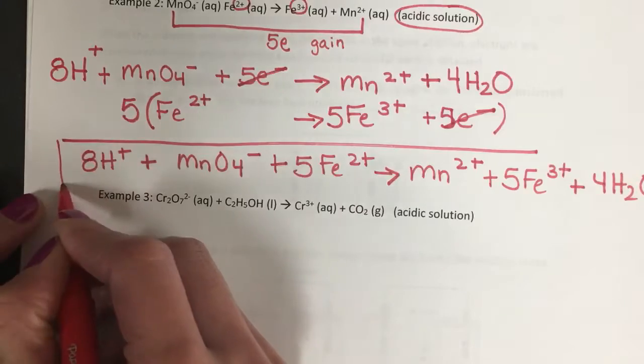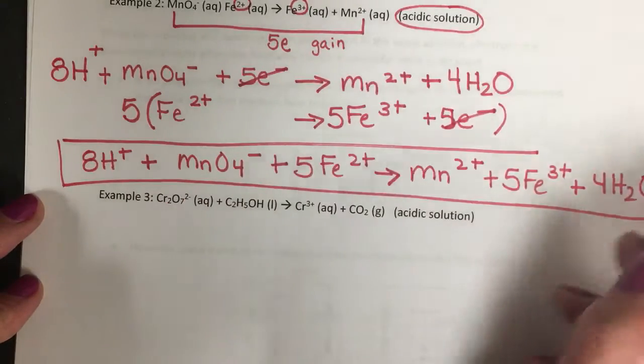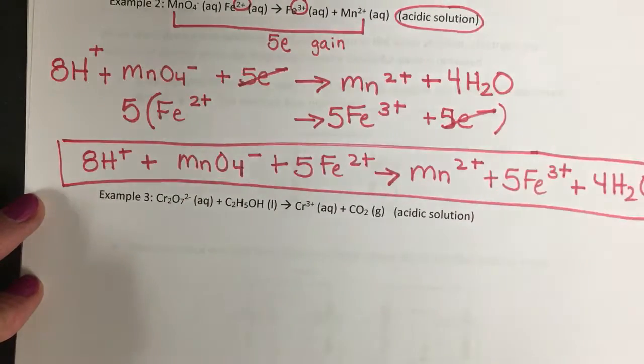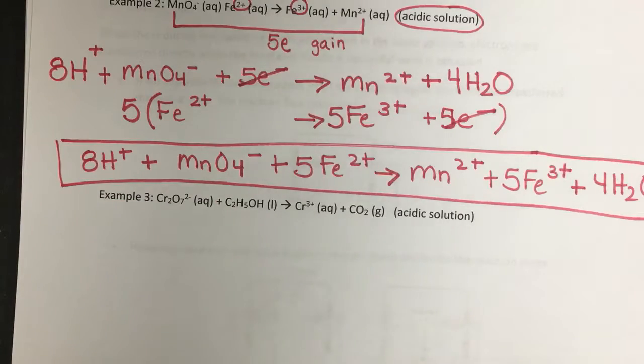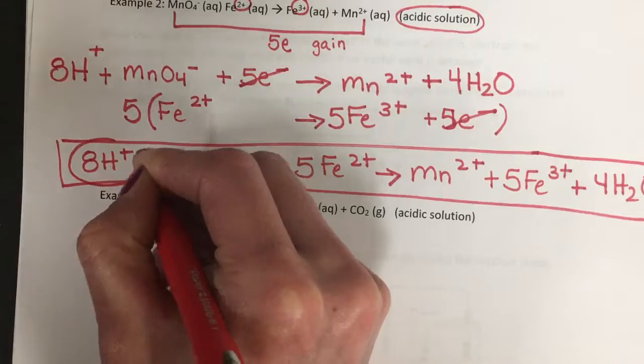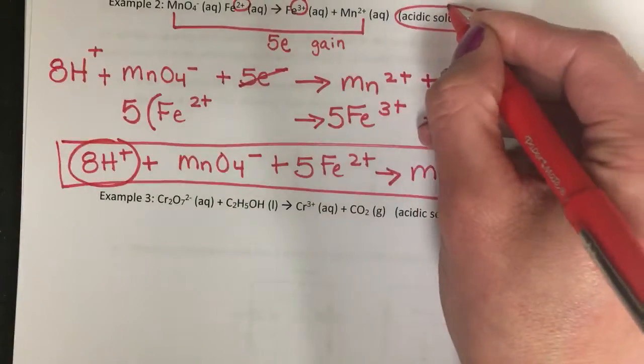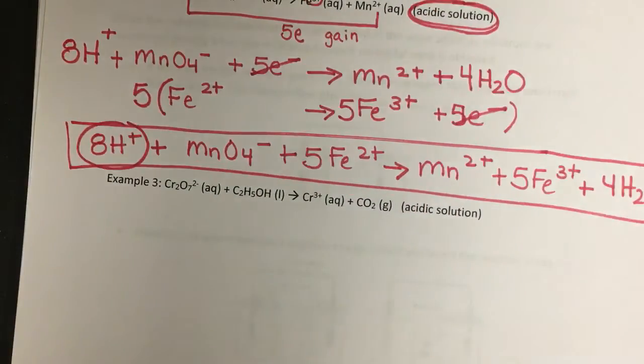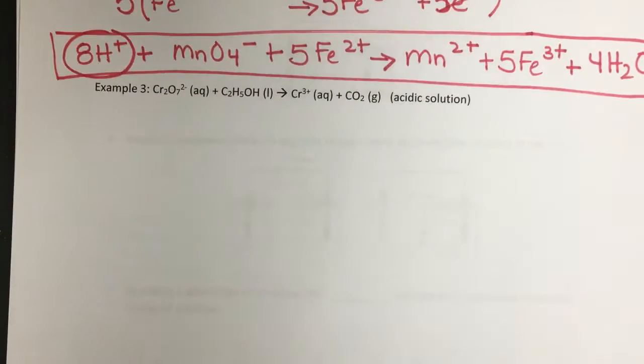So this is my complete balanced redox reaction in acidic water. Okay? This 8 H+ is what makes it an acidic solution. Okay? So let's take a look at the second reaction here.